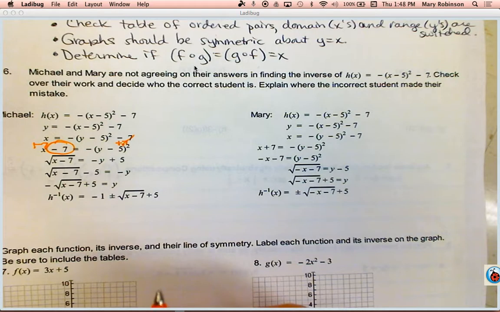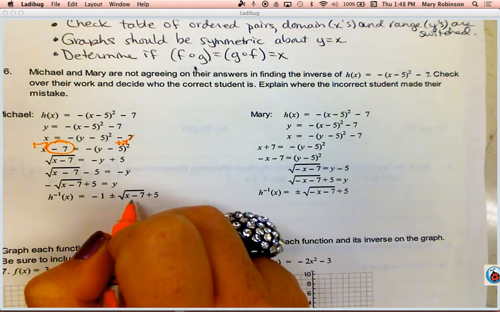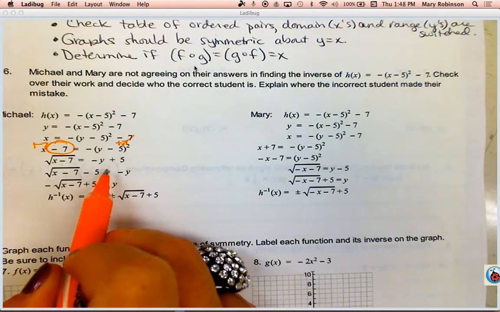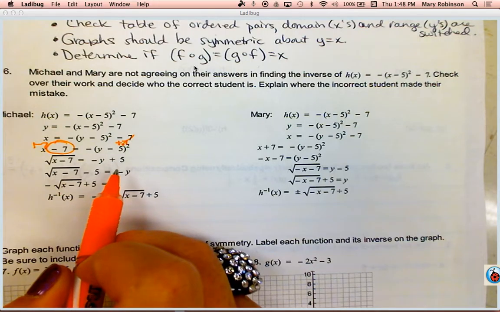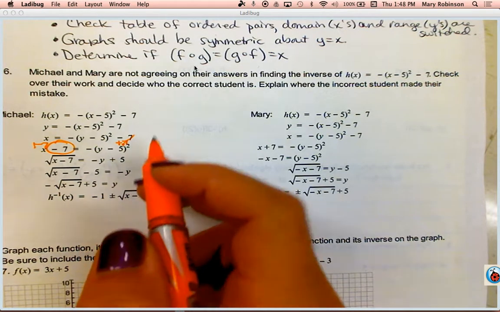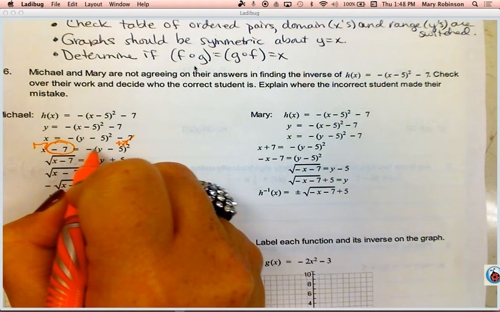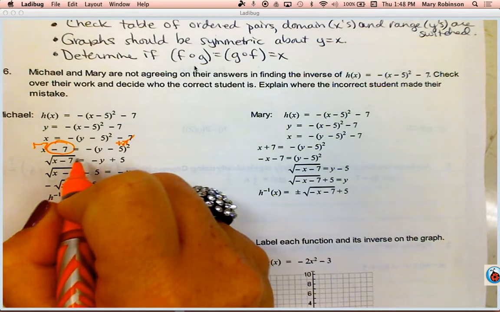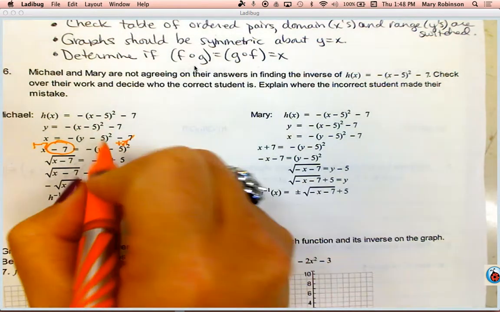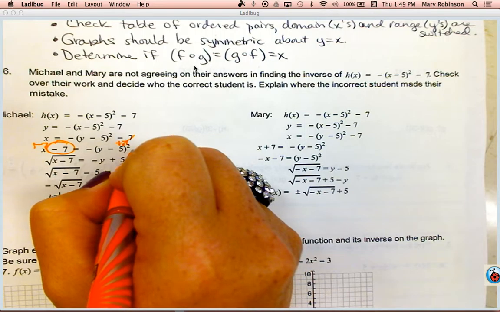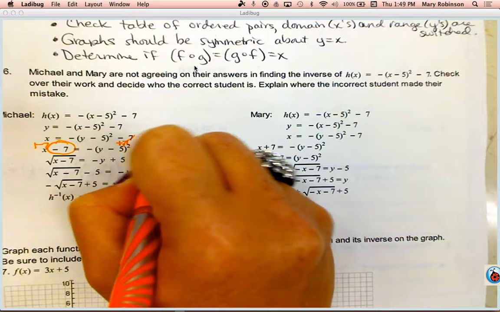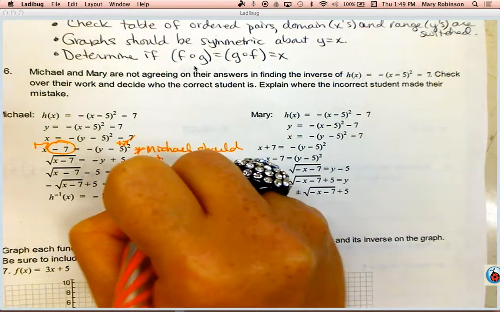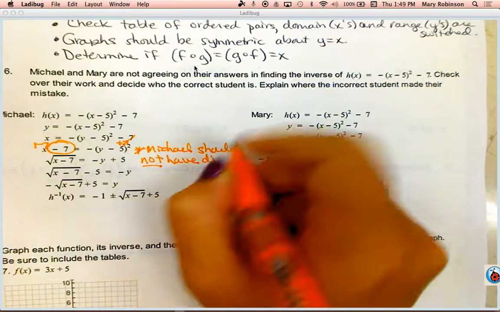It looks like it probably would have been correct maybe if it had been plus... let's see, x minus 7, then, whoa. It looks like he also distributed the negative. That's not correct. You don't distribute the negative. You should have divided by a negative. So that's incorrect also. Let's put a little note over here. Michael should not have distributed the negative.